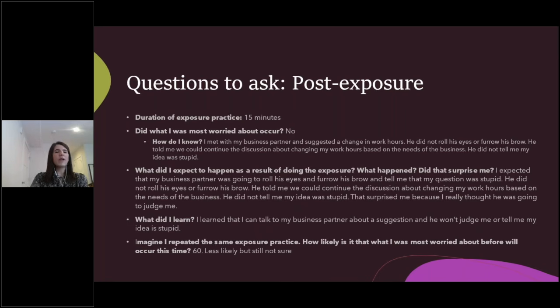And so before I go into the next example, which would be an OCD client, I want to just point out that this is a lot of work, right? This is a lot of work for our clients to do. We're not only asking them to do the exposures, which are really scary, we're also asking them to fill out a bunch of paperwork and to answer a lot of questions. So that's why it's so important to highlight the rationale of why we're doing this and also get their buy-in.